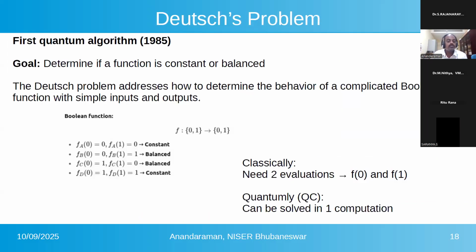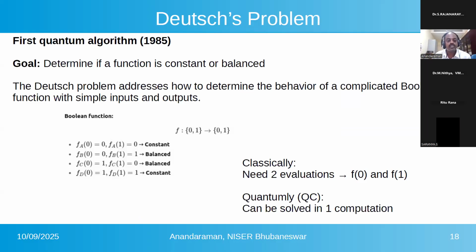Today we will see Deutsch's problem, the Deutsch algorithm and the Deutsch-Jozsa algorithm. Two algorithms we are going to see. This is not a practical algorithm. This is the first algorithm which demonstrates quantum supremacy, or quantum parallelism. We can call it quantum speedup anyway.